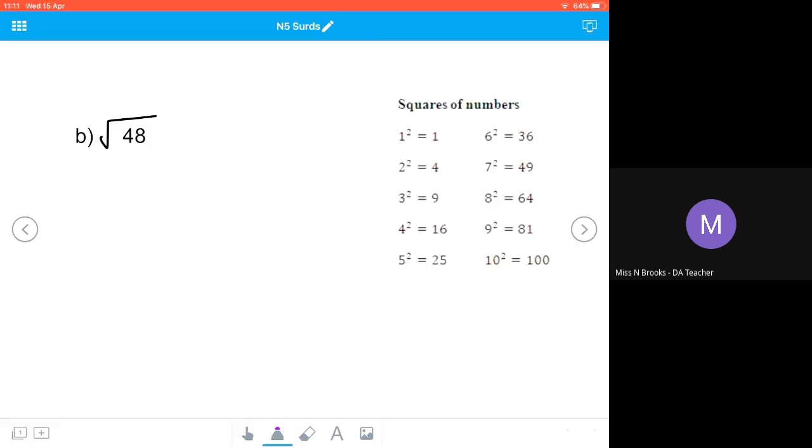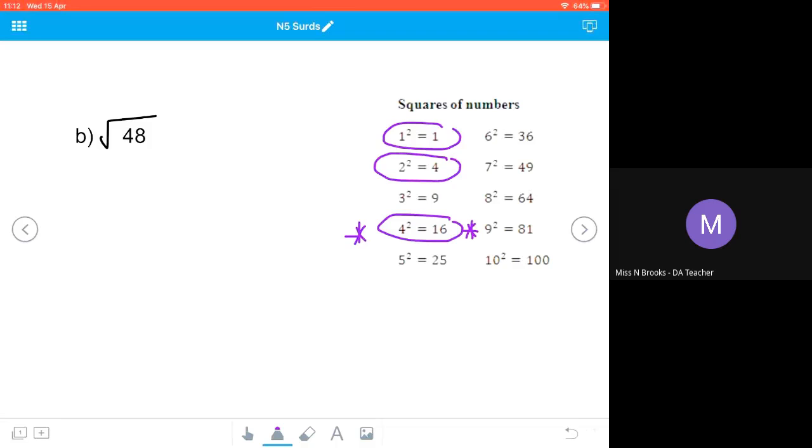So let's have a look at the next one. We've got root 48 this time. So we're looking for the biggest factor that is a perfect square. And I would suggest that when you're doing surds questions, you quickly jot down the squared numbers up to the value of what you've got underneath your square root sign. So in this case, 1 is a factor, 4 is also a factor, 9 isn't, but 16 is a factor, and we want to use the biggest factor.